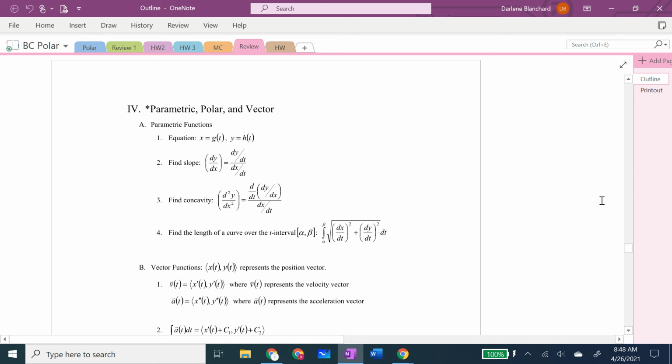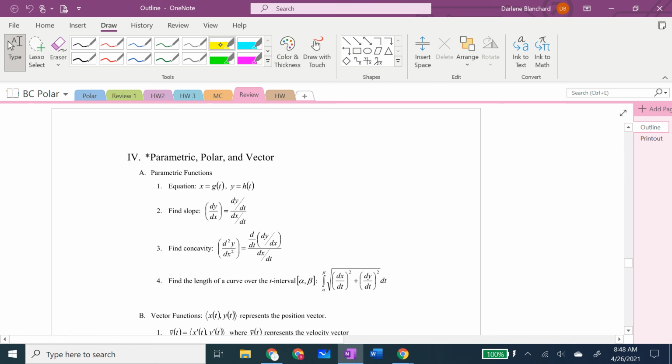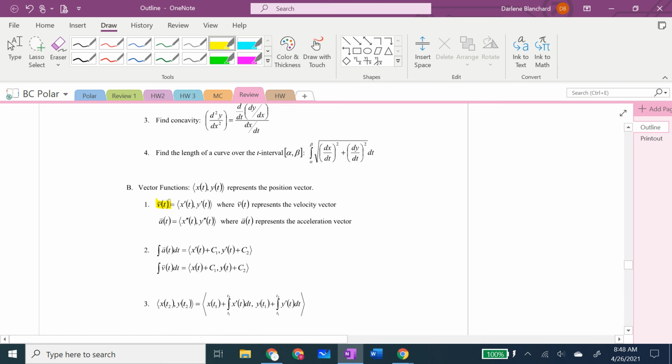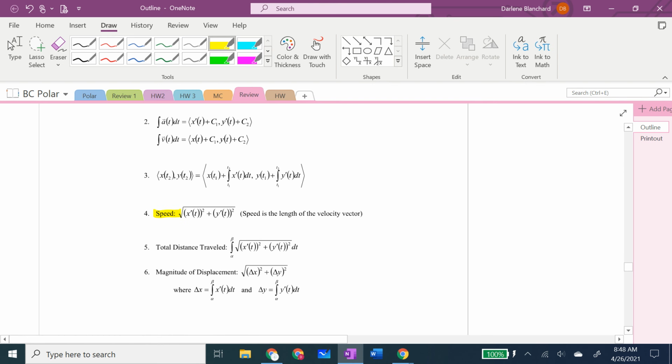So a lot of you were thinking about slope when you were supposed to be doing speed. So there's a difference between slope, a velocity vector, and speed. Speed is the length of the velocity vector.